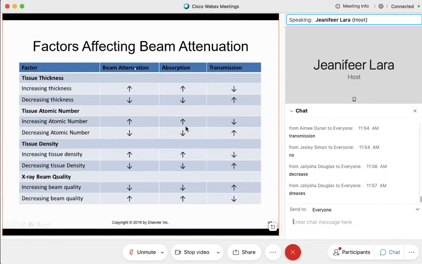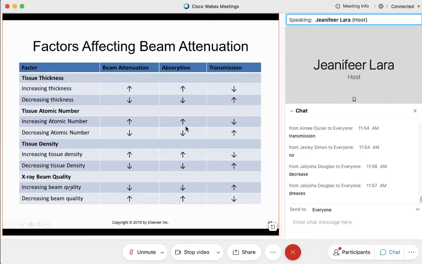if we said beam attenuation by definition is the reduction of energy and quantity. Absorption is the total loss, right? It's the total loss of photons exiting. So this one and this one are going to have exact opposite effects. I don't want you to get confused here.